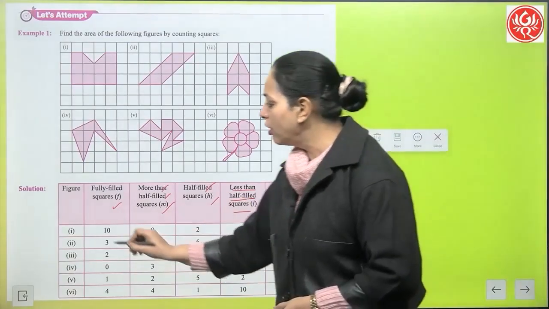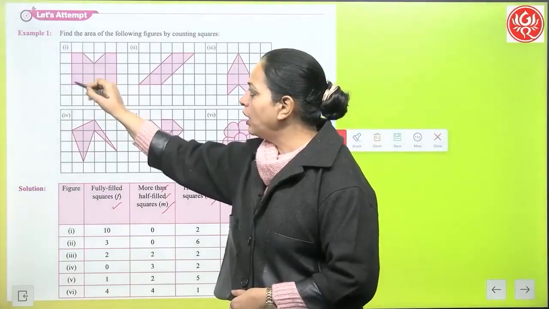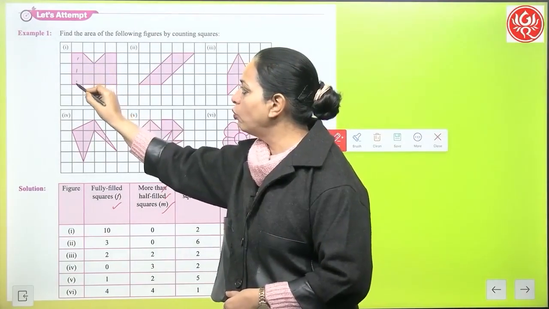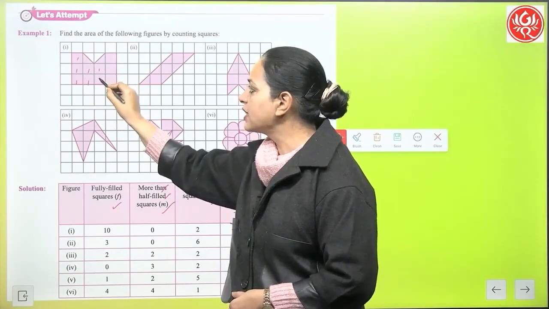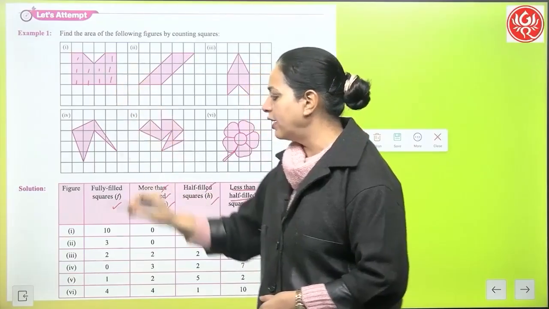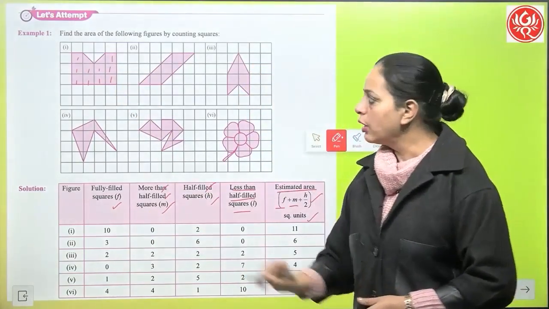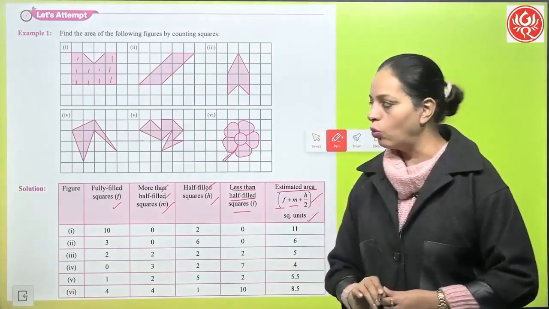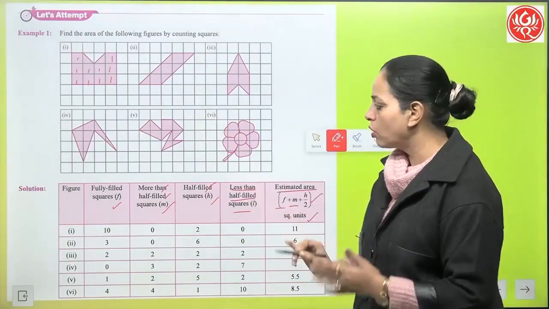Now in the first figure you can see how many are complete: 1, 2, 3, 4, 5, 6, 7, 8, 9, 10. So 10 complete. Now more than half, 0. There is no square which is more than half.